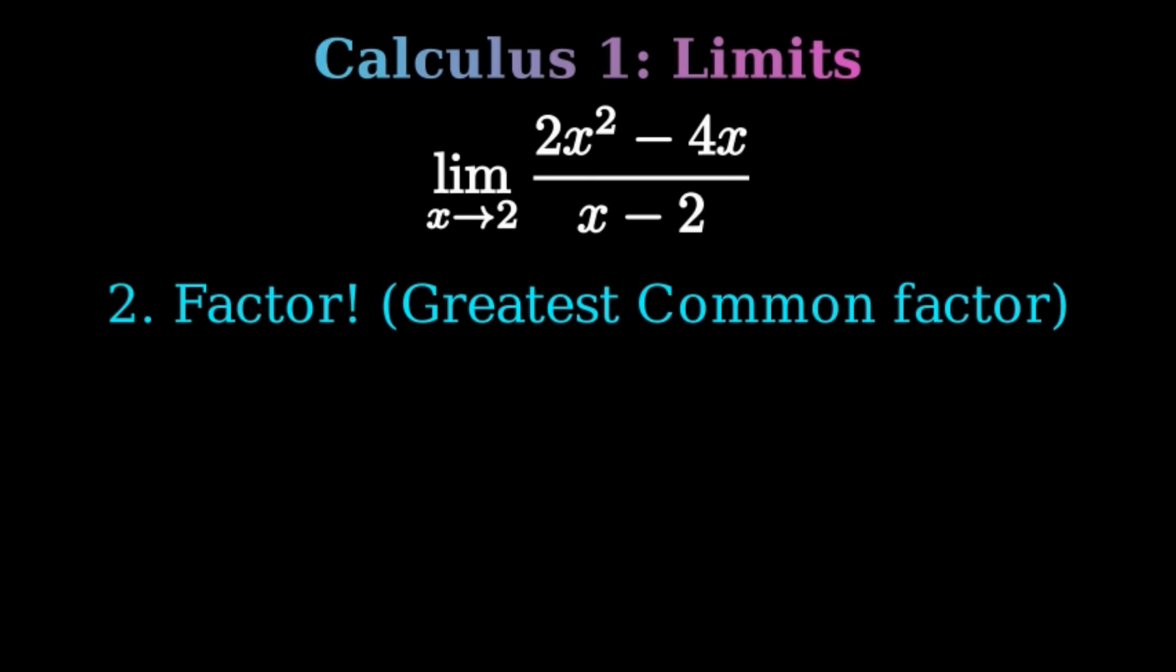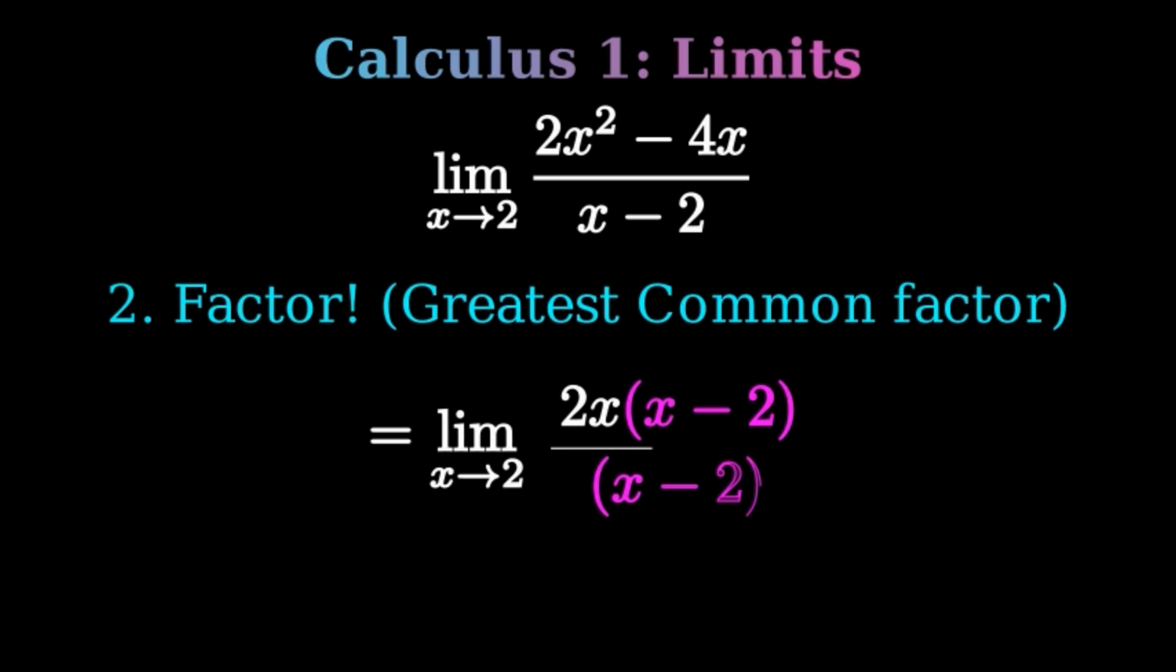What would that look like if we do that? We would get the limit as x approaches 2 of 2x times (x minus 2), and at the bottom, we'd have an x minus 2 as well. Using your algebra experience, you know what's going to happen. Those x minus 2s are going to go. So let's get rid of them real quick. And when they go, you just write the limit for what's left: the limit as x approaches 2 of 2x.